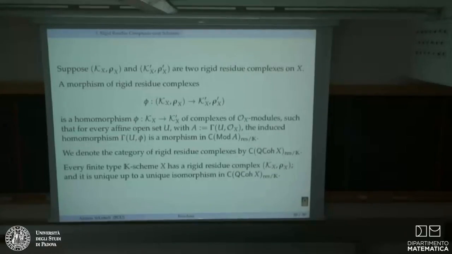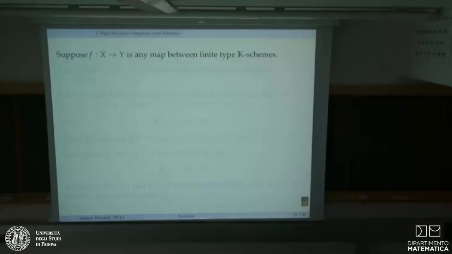So there is one. Just like you have one sheaf of differential P forms, you have one residue complex on each scheme. And again, the traces and localizations behave the same way.